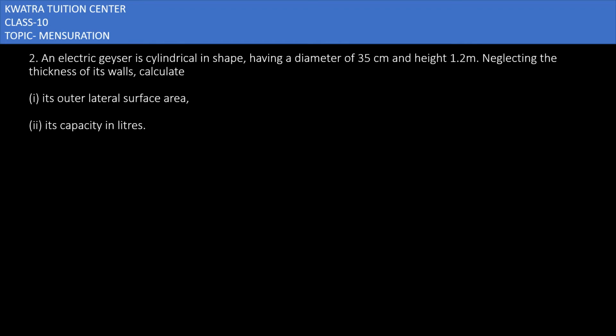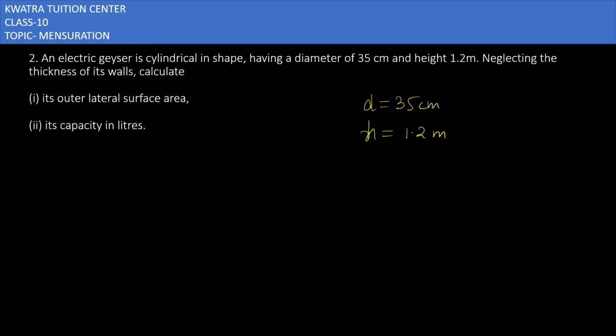Question number 2 says that an electric geyser is there and it is cylindrical in shape, having a diameter 35 centimeter. So we can easily find the radius, and then it is given that height is 1.2 meter. So here you can see that the information you have is different: height is in meters and diameter is in centimeters.